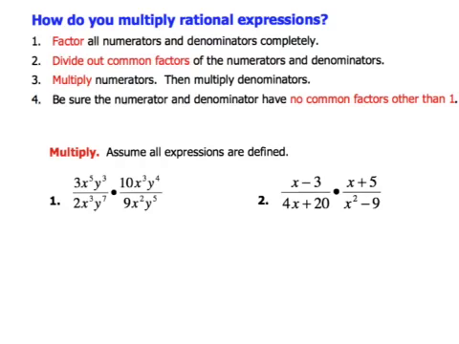Taking a look now at multiplying the rational expressions, you've got a couple of steps you're going to follow. The first thing you need to do is factor everything completely. Then you need to divide out common factors of the numerators and denominators. And by divide out, I mean cancel. So cancel things that are the same, just like we did with simplifying. Then you need to actually multiply the numerators and multiply the denominators by one another. And then you need to make sure that the numerators and denominators do not have anything left in common other than 1. So you may have to simplify again.